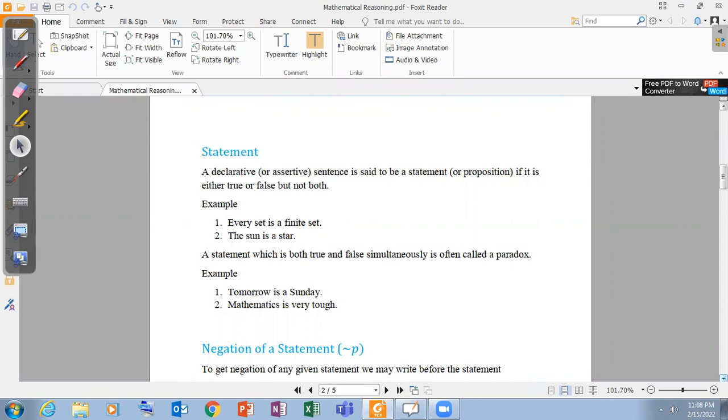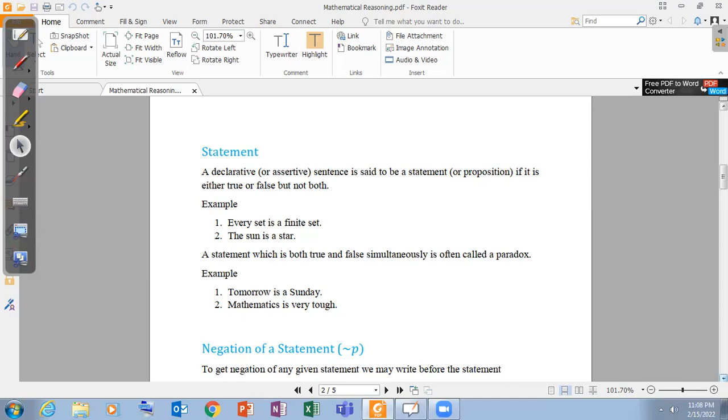So if it has to be a mathematical statement, it has to be declarative or assertive. The meaning of that is that you cannot say something like bring some water, or alas, what a great loss. These kinds of sentences are not mathematical statements, and it has to be either true or false, but not both. Examples are: every set is a finite set, which is a false statement because there are infinite sets. But you have to understand that this is a mathematical statement.